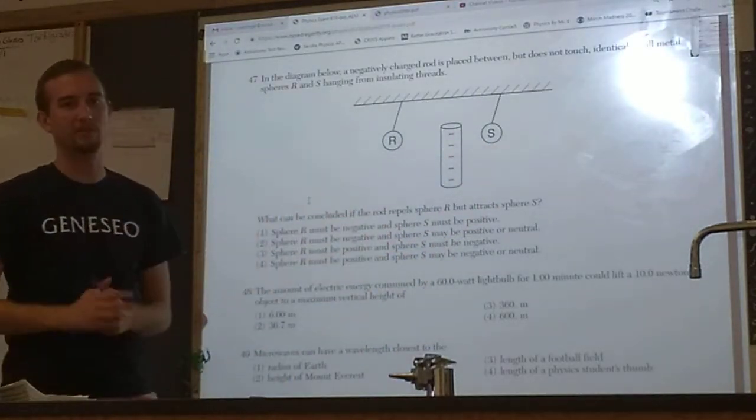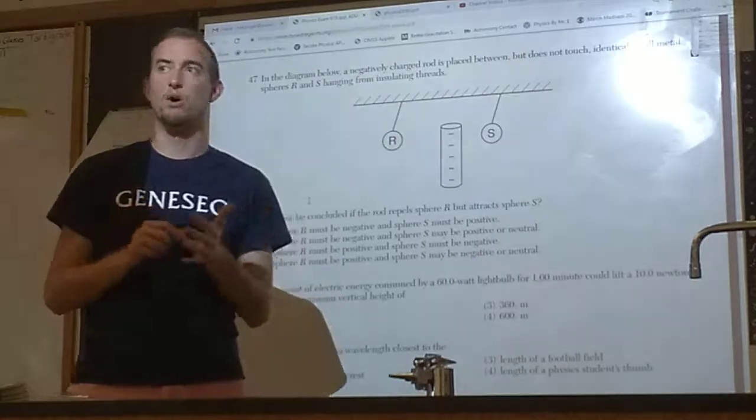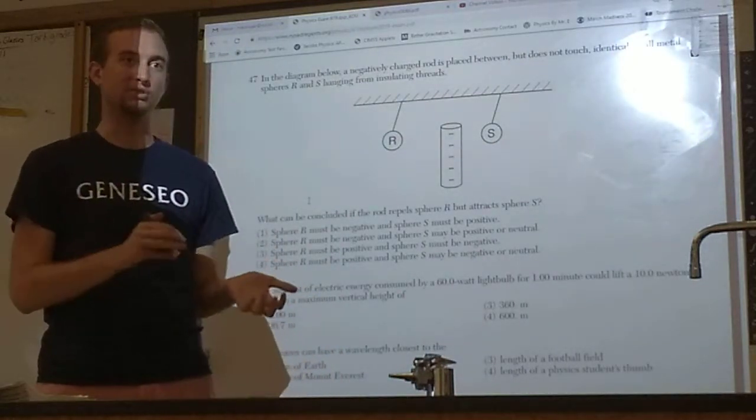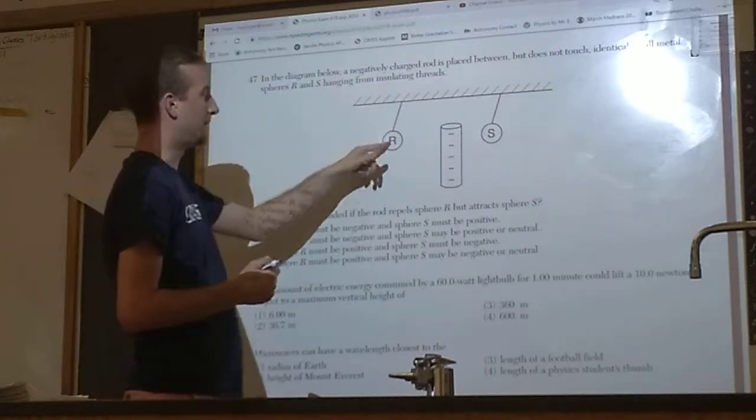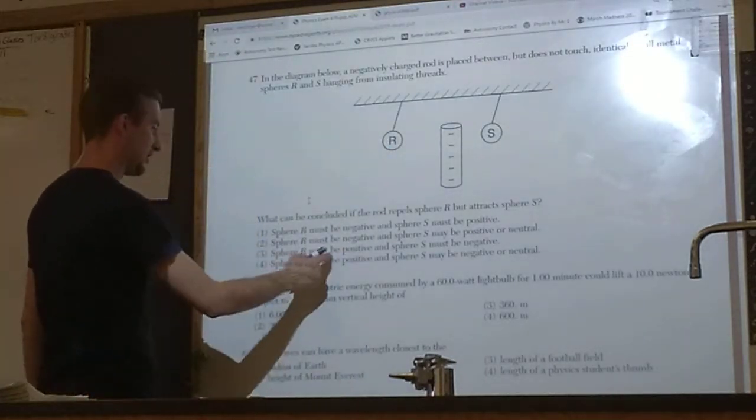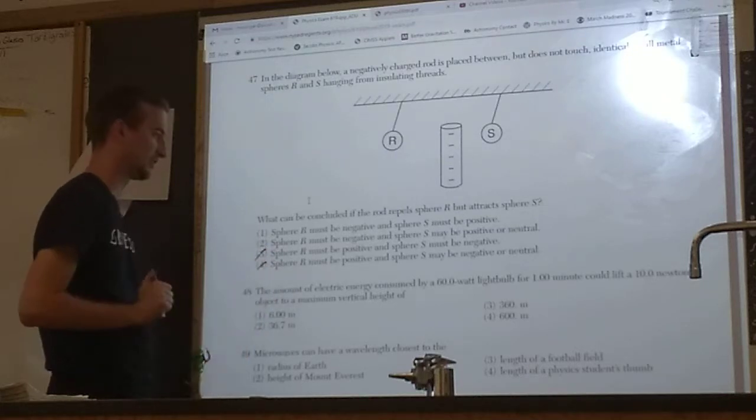Okay, let's worry about R first. What do we know about repulsion and the electrostatic force? It happens with like charges, okay? So R must be negative. R being positive, that doesn't make any sense.